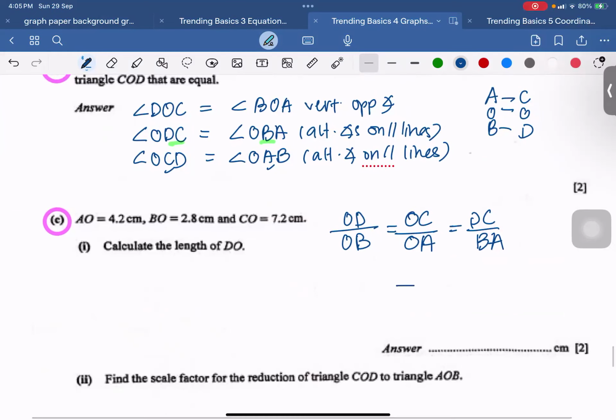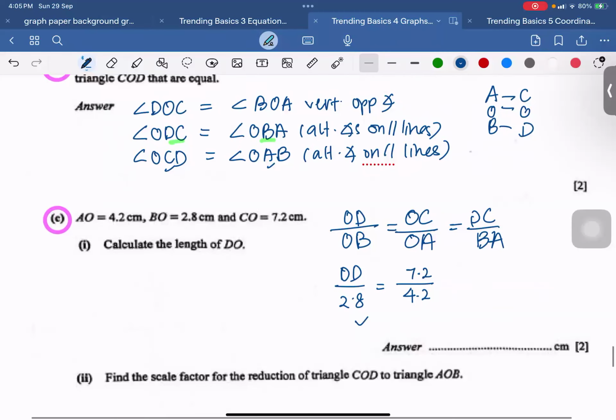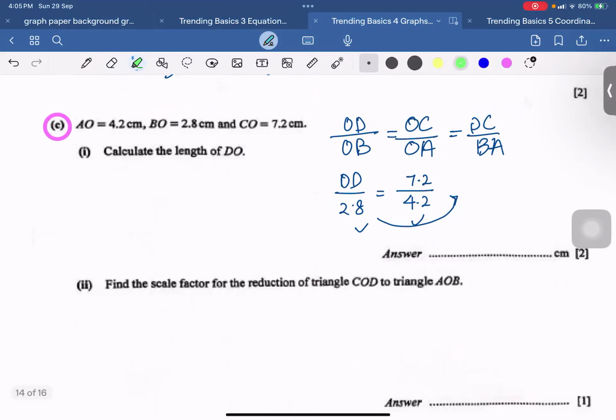OA is 4.2, BO is 2.8, CO is 7.2, and find the length of OD. So from here, we already have this. We can just either cross multiply or get your answer from here. Okay, not a problem. Next one, scale factor of reduction.